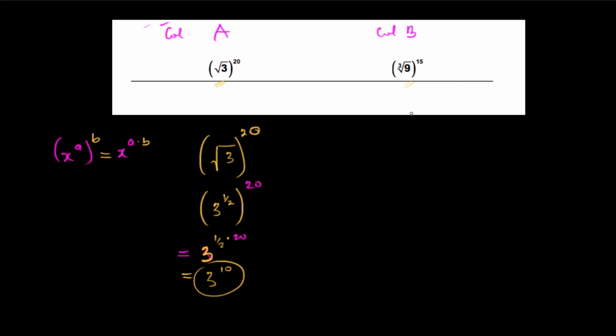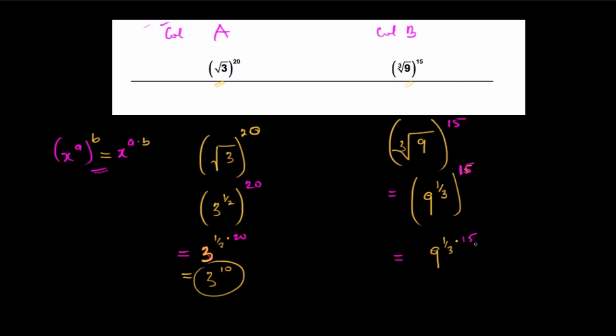Now, for the one in column B, let's see what is going to result. What you have here is the cube root of 9, then all to the power 15. The cube root of 9 is the same thing as 9 to the power 1 over 3, then all to the power 15. Using the same law, you have 9 to the power 1 over 3 times 15.